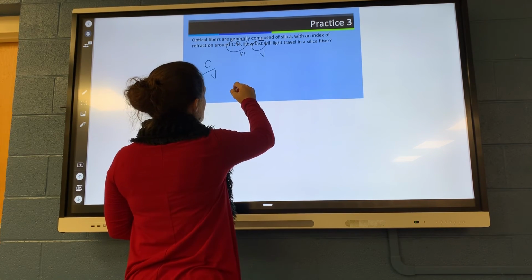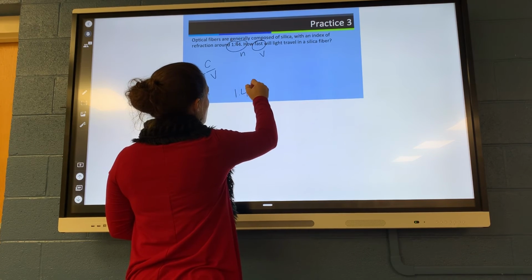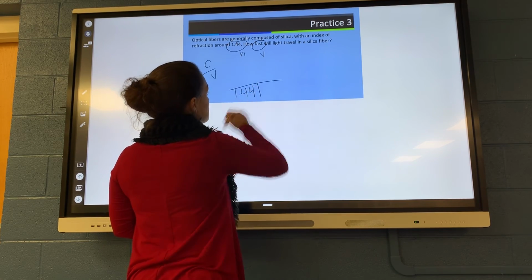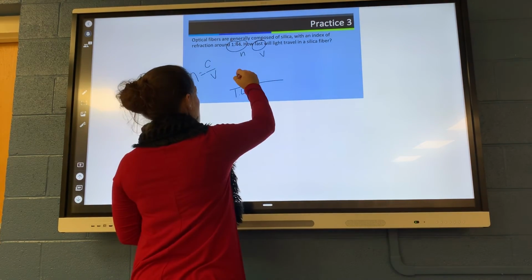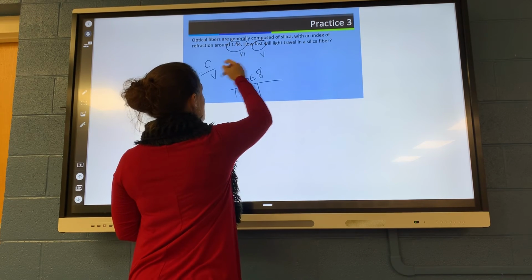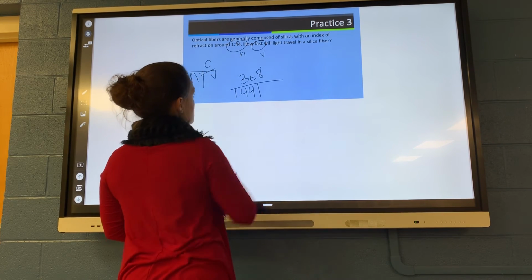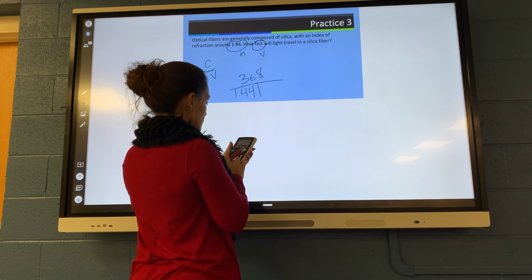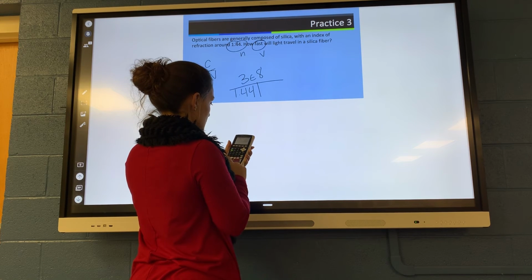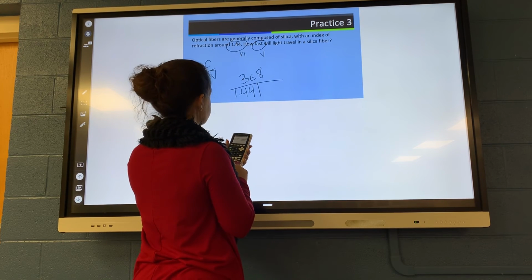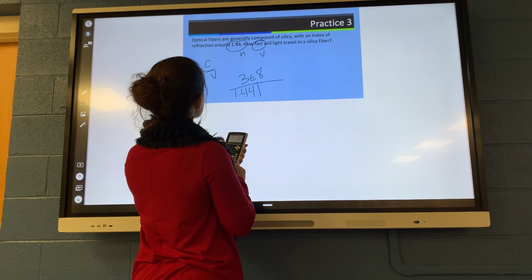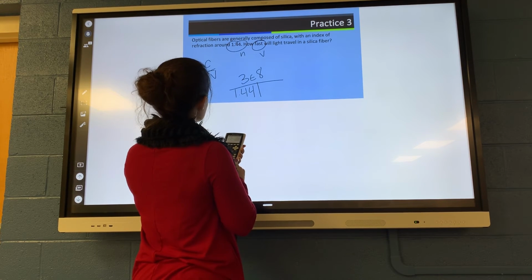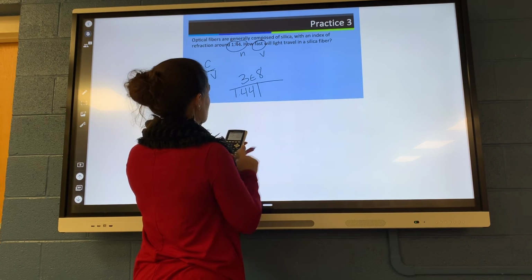We have n, which is 1.44. All right? And I know that c is always what? 3E8. So notice I just made my triangle out of these. All right? 3E8 divided by 1.44 equals a very, very, very fast number.